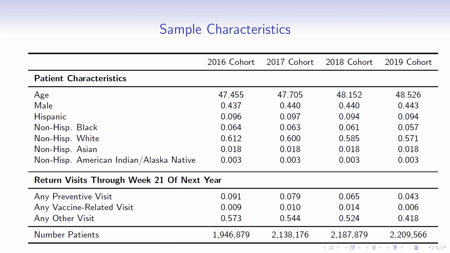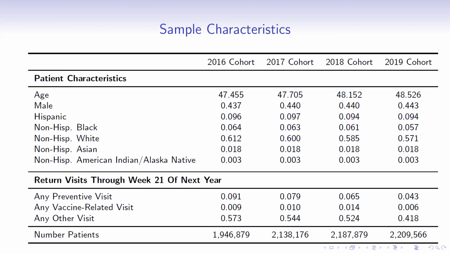And then in the bottom panel here, we're showing you some of the outcome variables that we'll be looking at. Here we're reporting the share of these cohorts that have at least 1 preventive visit, vaccine-related visit, or other type of visit through week 21 of the next year.